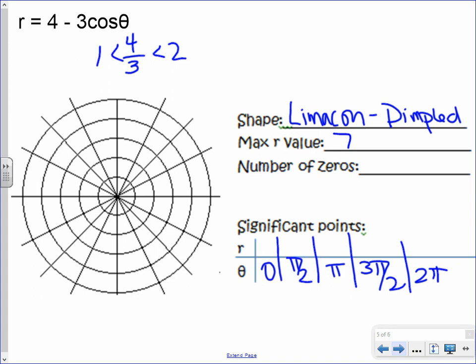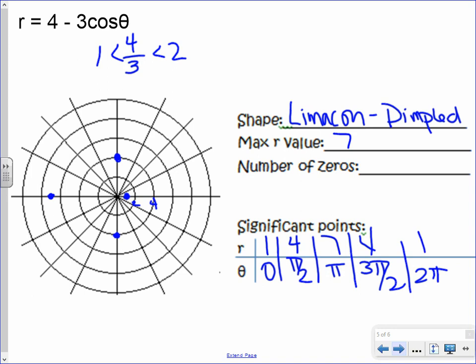Connor, what do you get when you plug in 0? 1. I'm going to have to count again by 2's. All right, when we plug in pi over 2, Kanan. 4. When we plug in pi, Sydney. 7. When we plug in 3 pi over 2, Kelsey. And then do we make it back to 1? Which side?